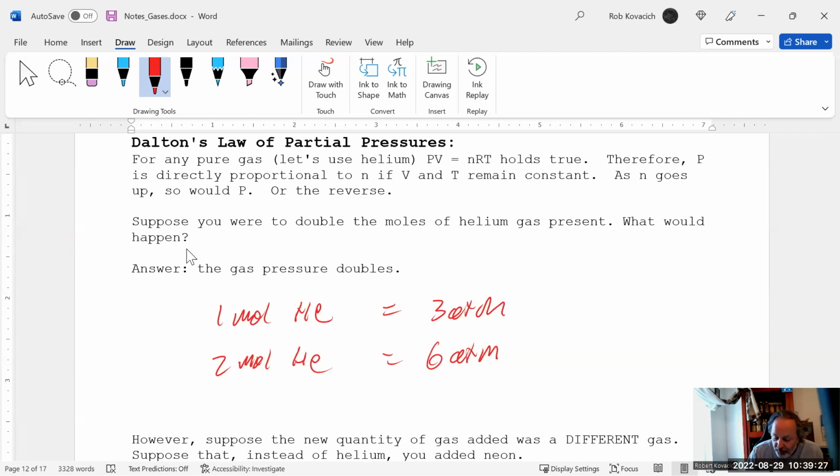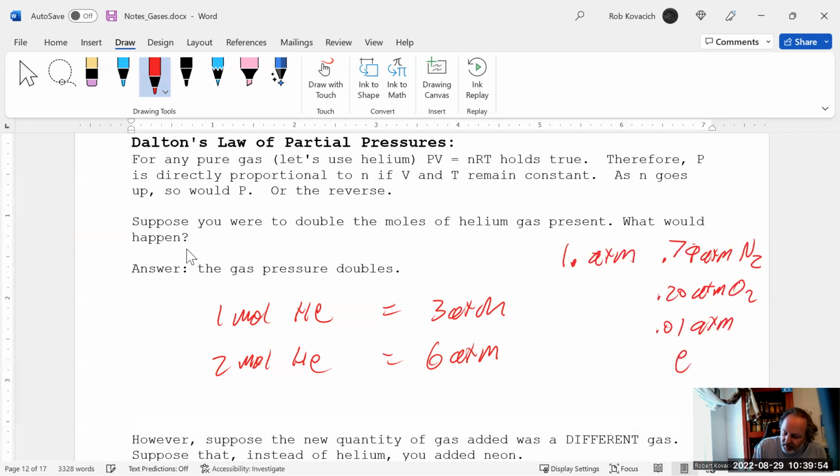In our atmosphere, if our atmosphere is 1 atm, then I would say 0.79 atm is due to N2, and 0.20 atm is due to O2, and 0.01 atm is everything else. And by everything else, I mean water vapor, carbon dioxide, carbon monoxide, any pollutants that might be in the atmosphere, argon gas, helium, doesn't really matter, anything else.